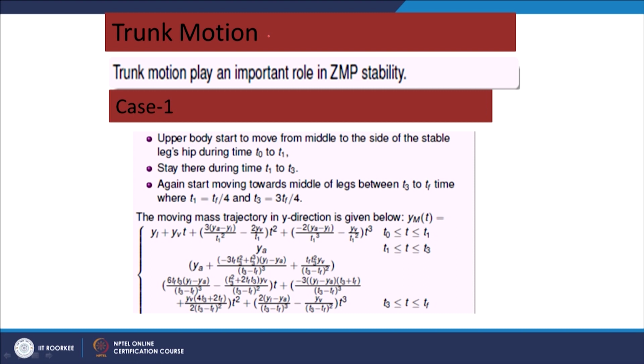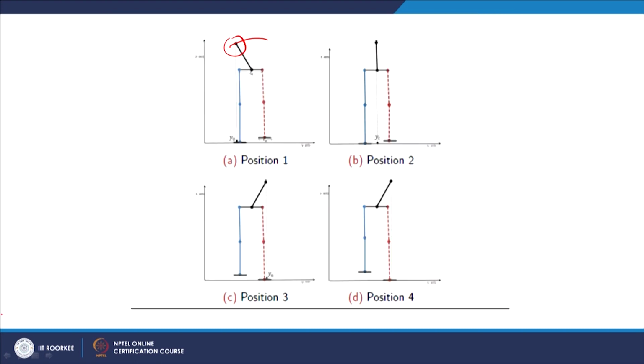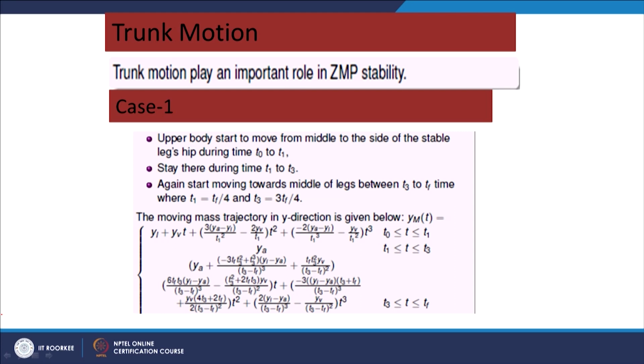So, we consider different types of upper body motion. For achieving a stable walk, we will consider 3 types of upper body motion, as given here. The total time for one step is divided into 4 parts. Initial time is T0, final time is Tf, and we consider 1/4 as T1, half as T2 and 3/4 time as T3.